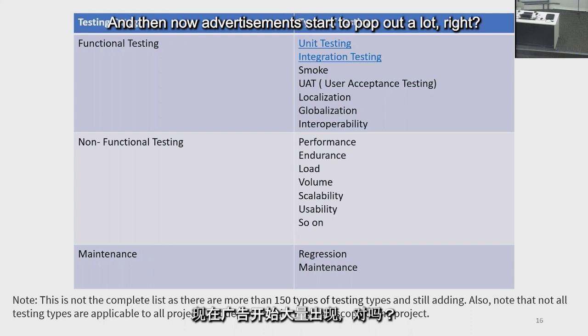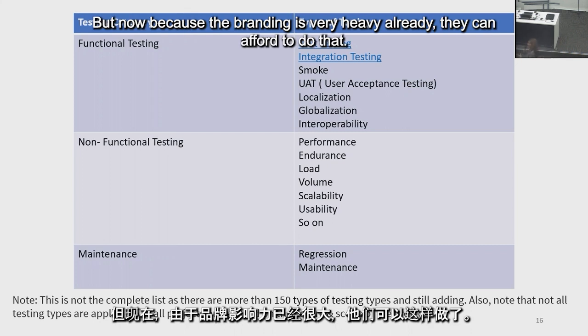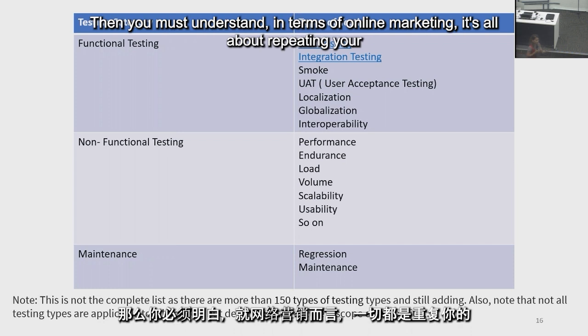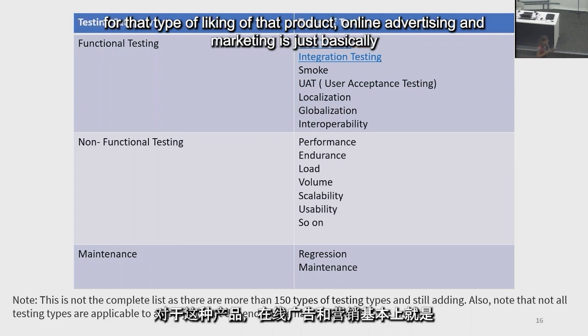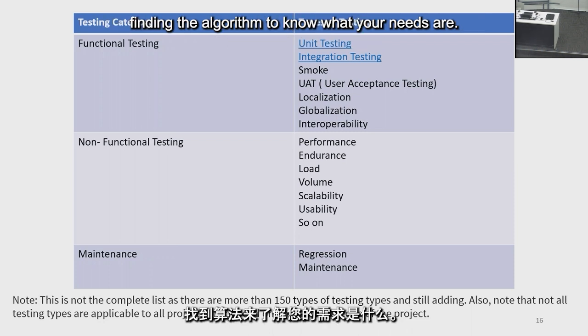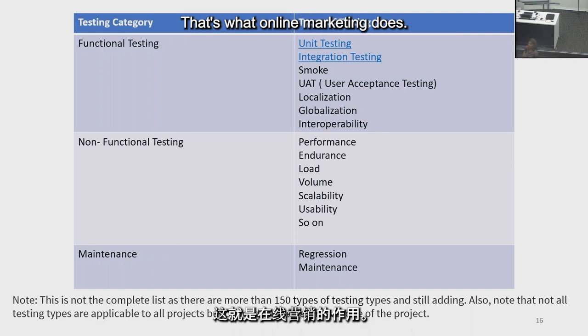And now advertisements start to pop out a lot, right? In the early days when it was launched, very few. But now because the branding is very heavy already, they can afford to do that. And you must understand, in terms of online marketing, it's all about repeating your marketing. Every time you load, and if you have that traction for that type of liking of that product, online advertising and marketing is just basically finding the algorithm to know what your needs are. So unique algorithms will tailor to your feed, right? That's what online marketing does.